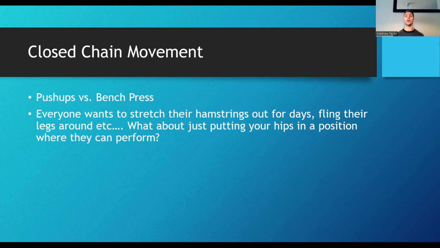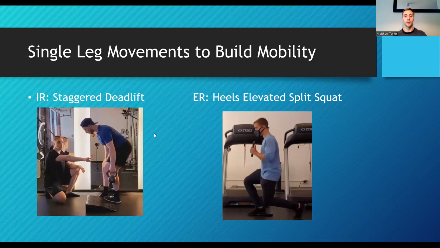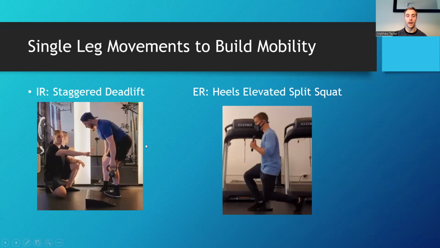Powerlifting tends to be a very extension dominant, very externally rotated and open sport. And where most lifters tend to lose mobility is that ability to internally rotate. So let's talk about how we can get there. In building single leg movements, you get the ability to have one leg on the ground in one position, and then the other is on the ground as well to drive that relative position.